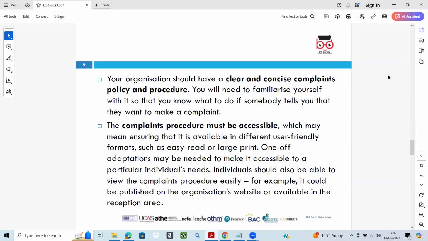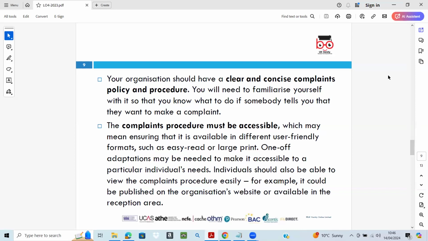Your organization should have a clear and concise complaint policy and procedure. So we need to discuss the clear and concise complaint policy and procedure. The complaint procedure must be accessible. In this slide, we are going to discuss how to make our organization's complaint procedure not only clear but also accessible to everyone who might need to use it.